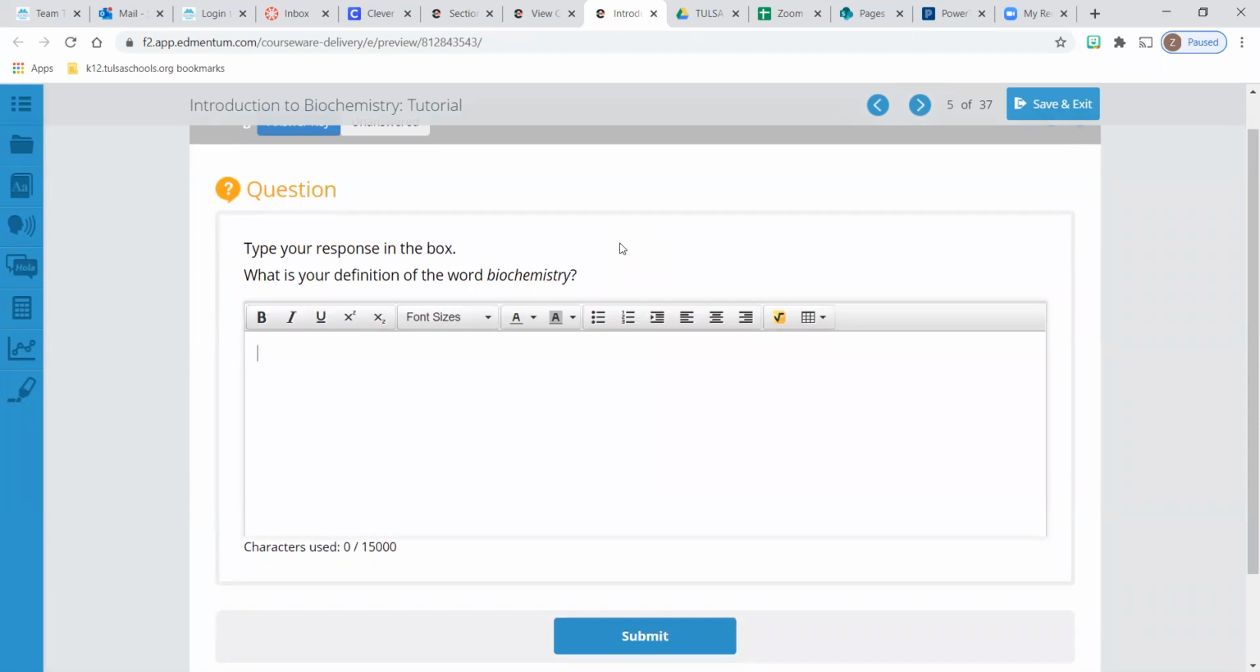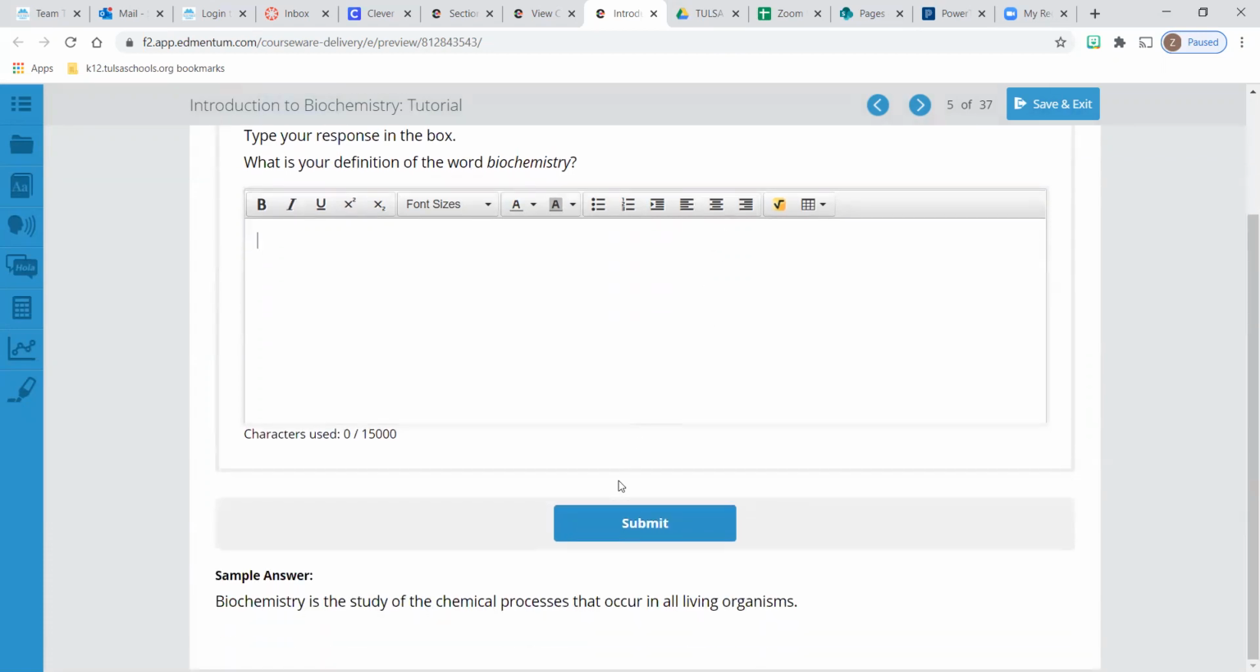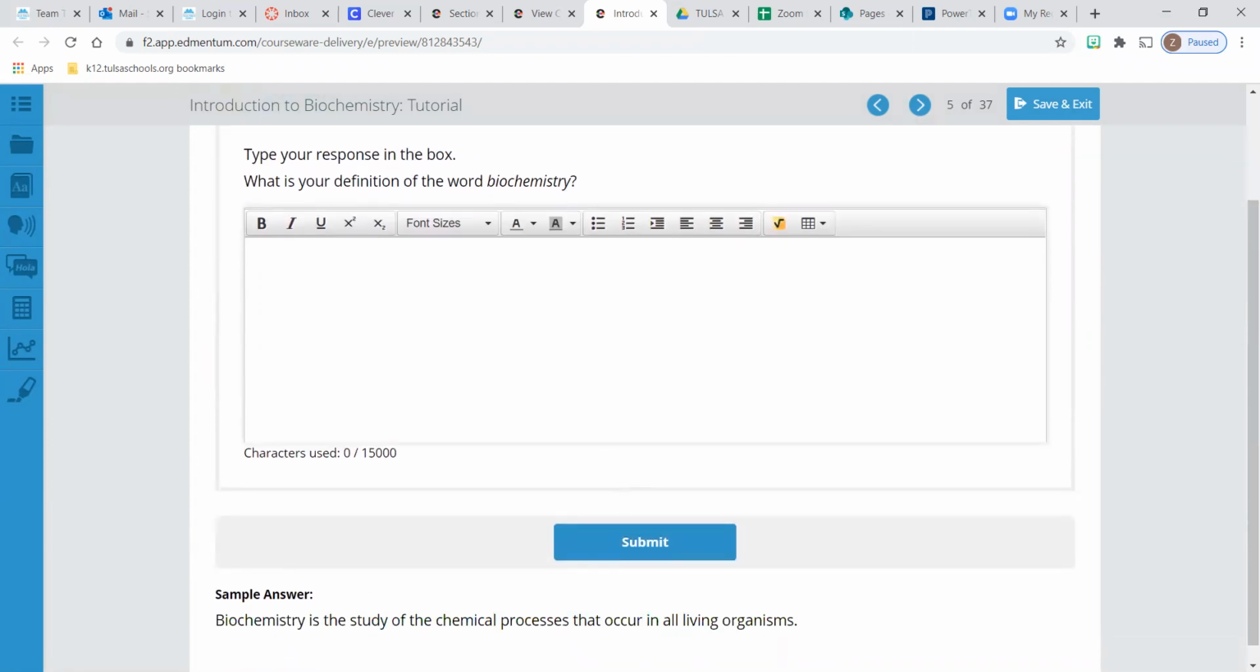But first, a warm-up. I'm sure you're used to this setup. What is your definition of biochemistry? What does the bio part of biochemistry mean to you? What does chemistry mean to you? What are some of the things that come to your mind? Well, there's a sample answer: the study of the chemical processes that occur in all living organisms. So bio, living; chemistry, chemical processes.